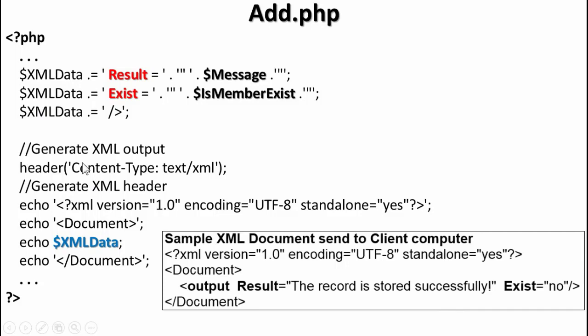Next, the following codes set up the XML document package to be sent by the web server to the client computer. When the four echo commands are executed by the web server CPU, then the web server completed the processes of the add.php. Focus your attention on the sample XML document package sent to the client computer down below. Under the document tag, the object output tag contains the result. The record is stored successfully. Exists: no.